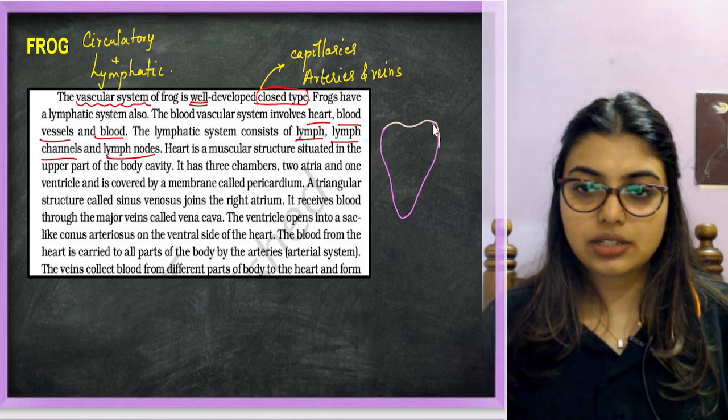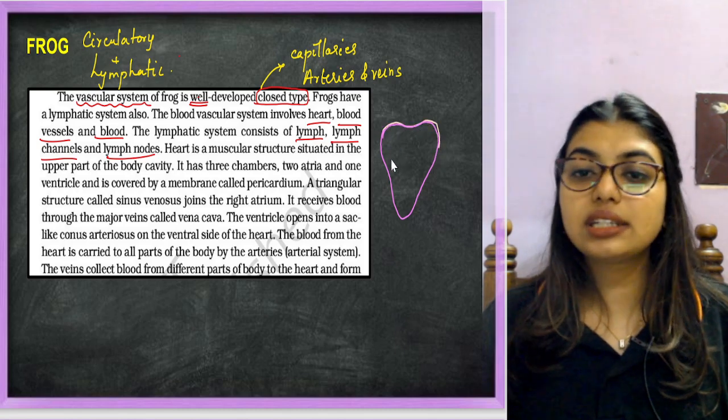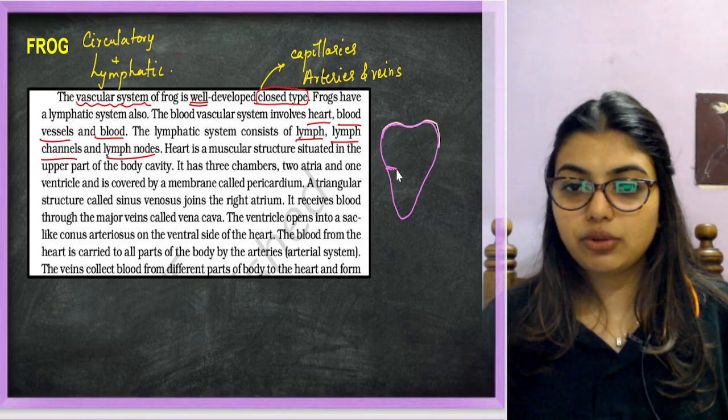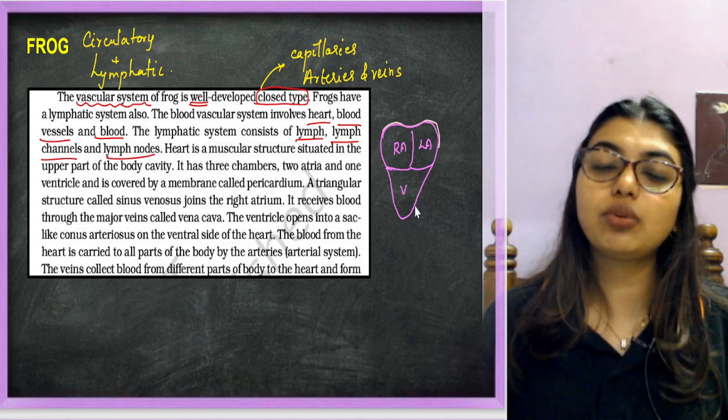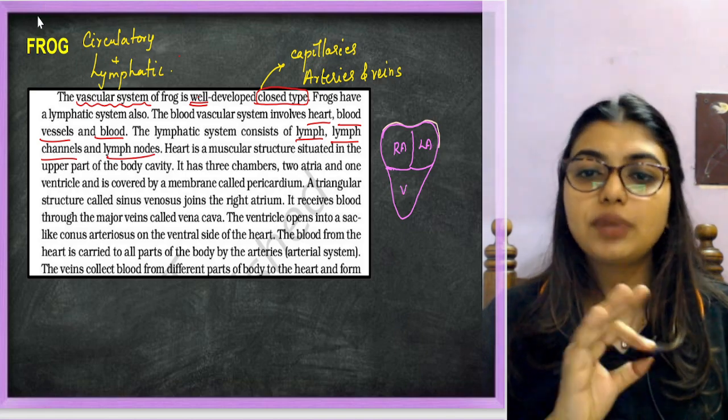Let's say the heart is like this, students. Now this heart is 3-chambered, right? So if I do the partition like this, I draw the right atrium, left atrium and the ventricles. Here mixing up of blood is going to happen.